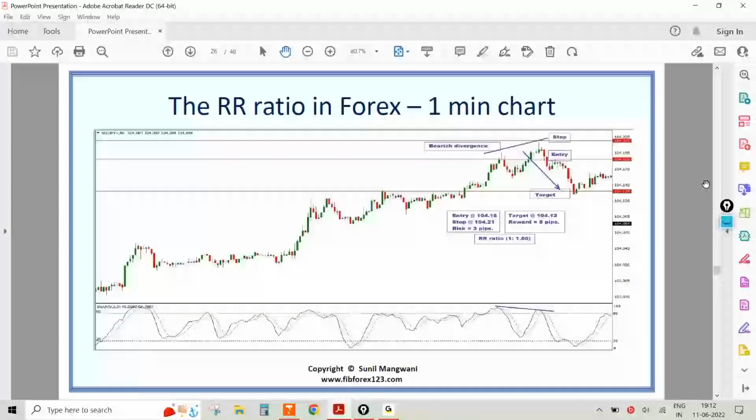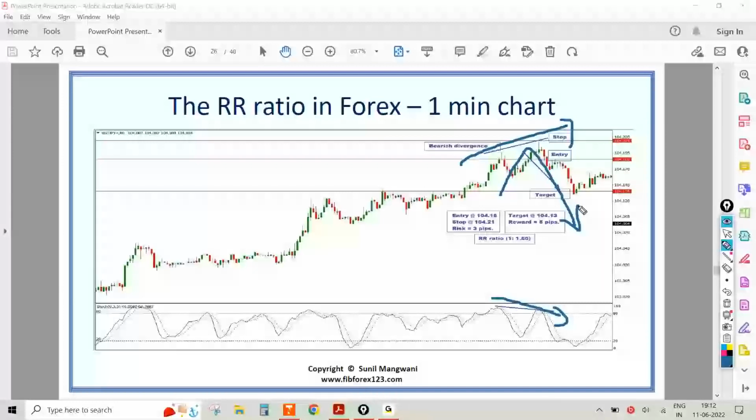Let me take a similar divergence. So the parameters for your divergence are the same on a 1-minute chart. This is a 1-minute chart. The parameters remain the same. Your divergence conditions remain the same. You had price making a higher high, your indicator making a lower high, and you were expecting price to move down.